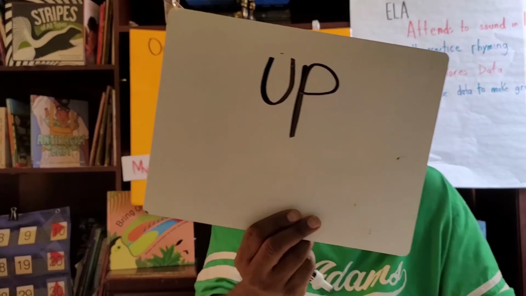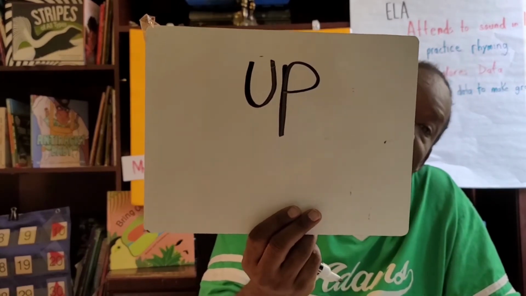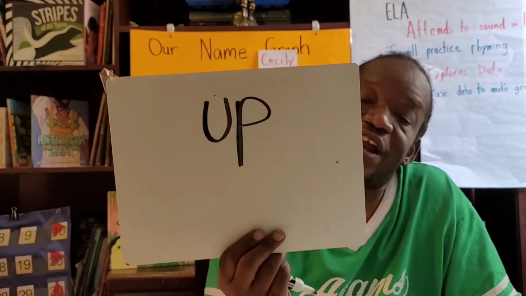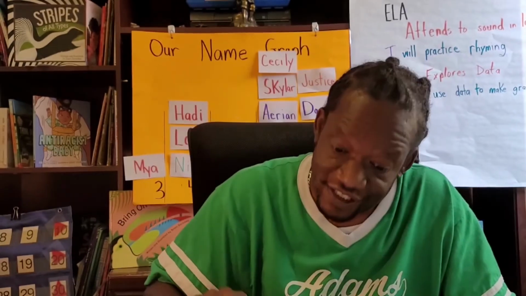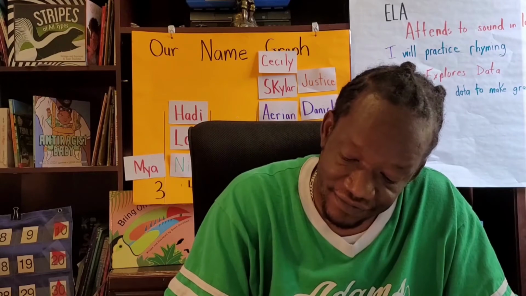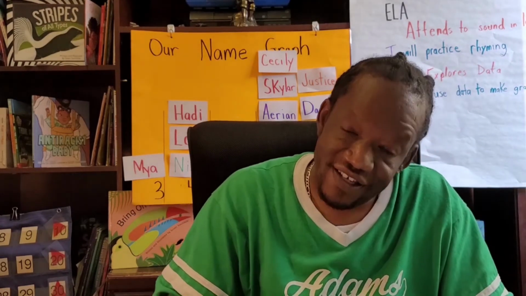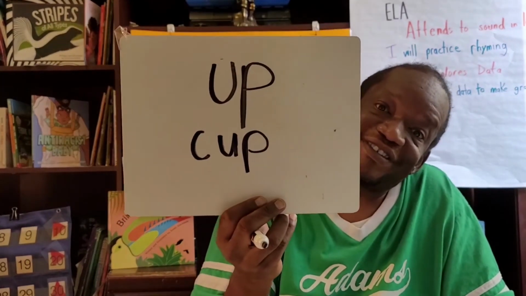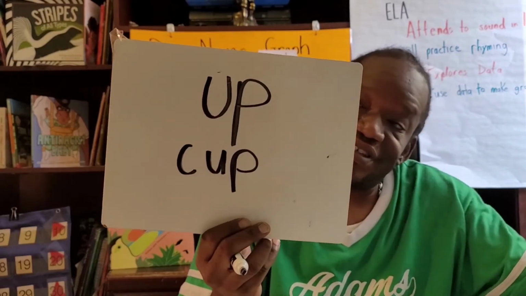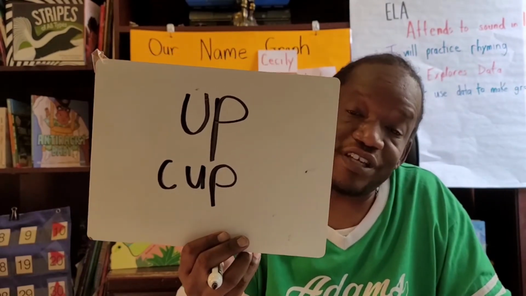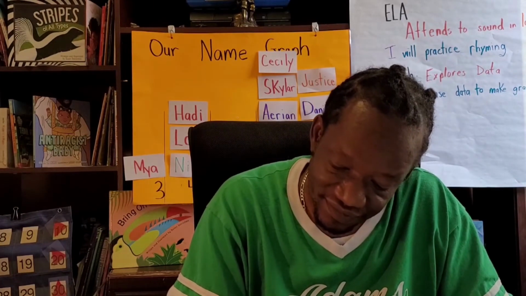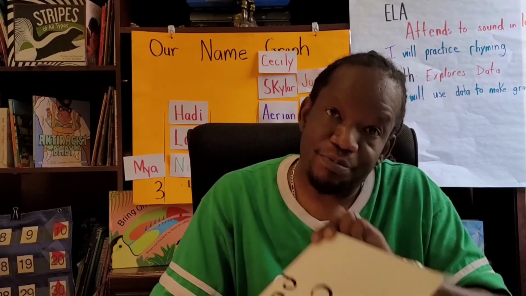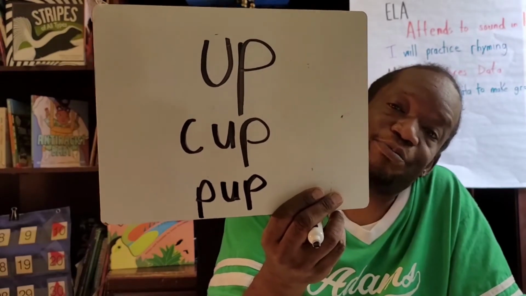The word up. Let's make the word family with up. Tell me a letter I can put in front to make another word. That's right, a C. Cup. What else did you say? A P. Pup.